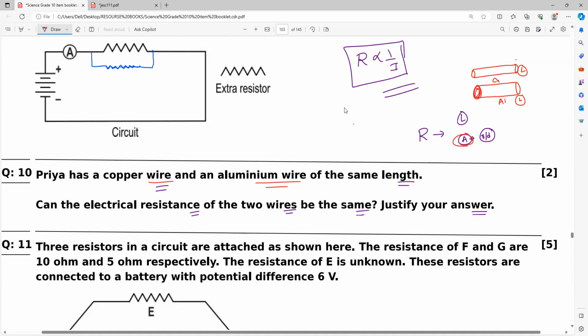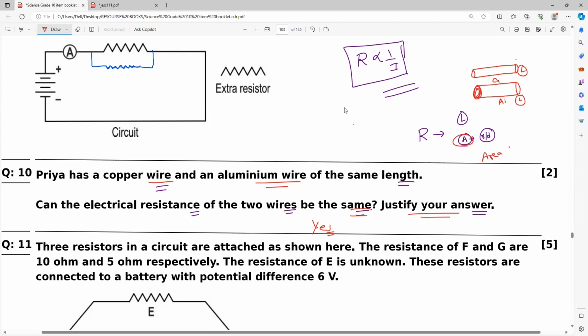So is it possible or not? Yes or no? Can the electrical resistance of the two wires be the same? Justify your answer. Yes, it is possible. Because we all know that resistance not only depends on length, it also depends on what? Area of cross section.